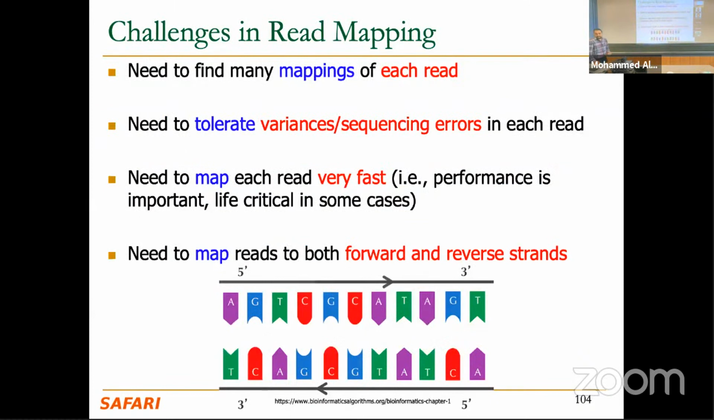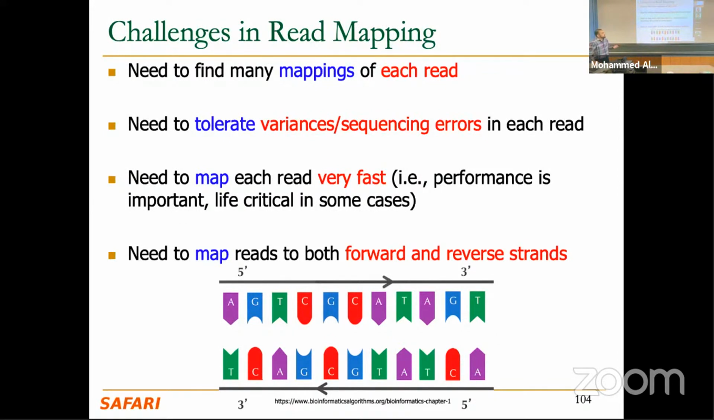Okay, what are the challenges in read mapping? So first, we need to find many mappings of each read. Whenever it maps to any location, we need to find all these locations. That is one. So it's not just the first good location, for example. We need to tolerate variation and sequencing errors in each read. So we need to use complex algorithms such as sequence alignment. It's not like just Hamming distance, XOR, but rather we need to build these dynamic programming tables such that we can find the optimal arrangement of all these variations.